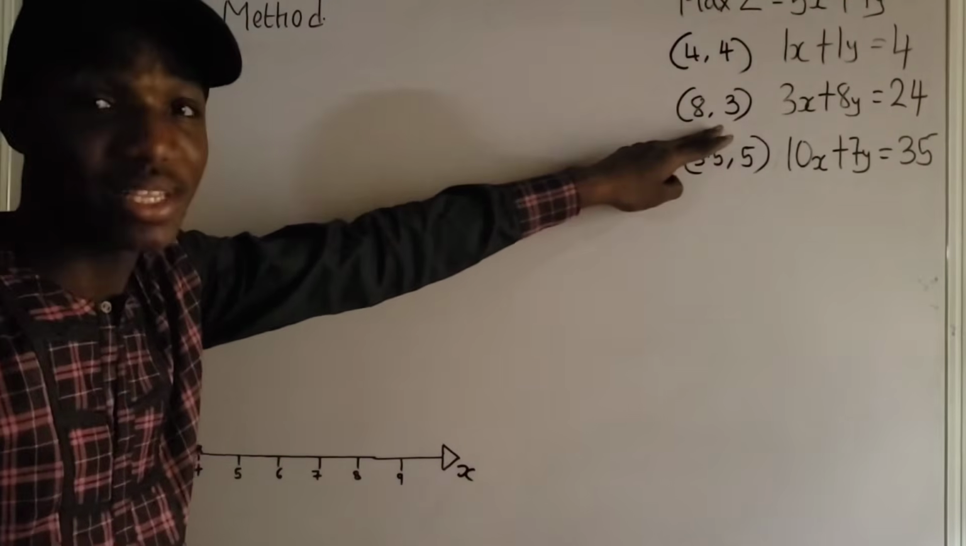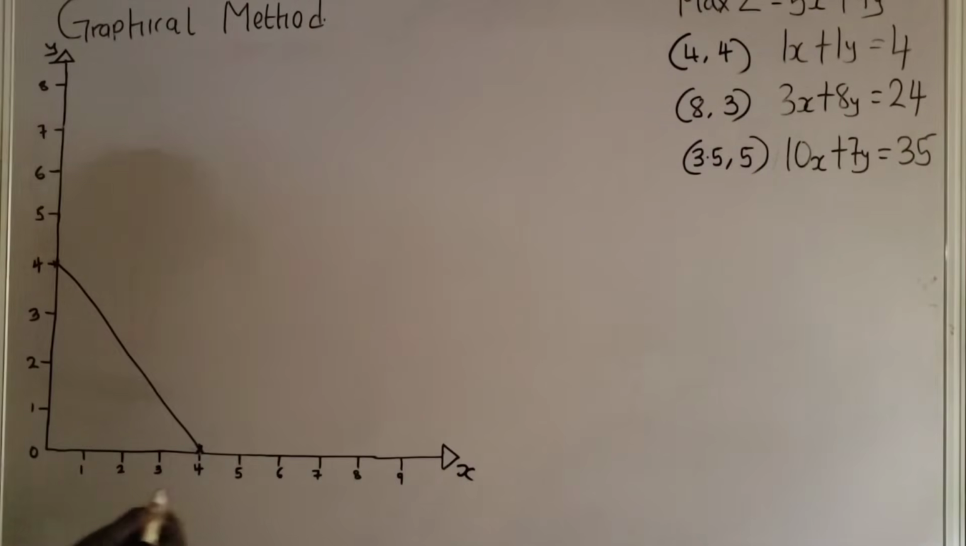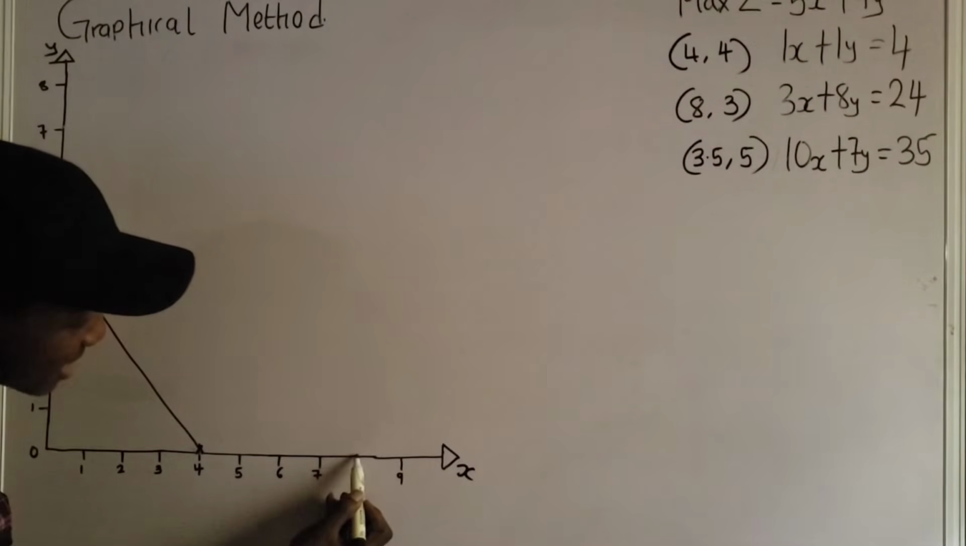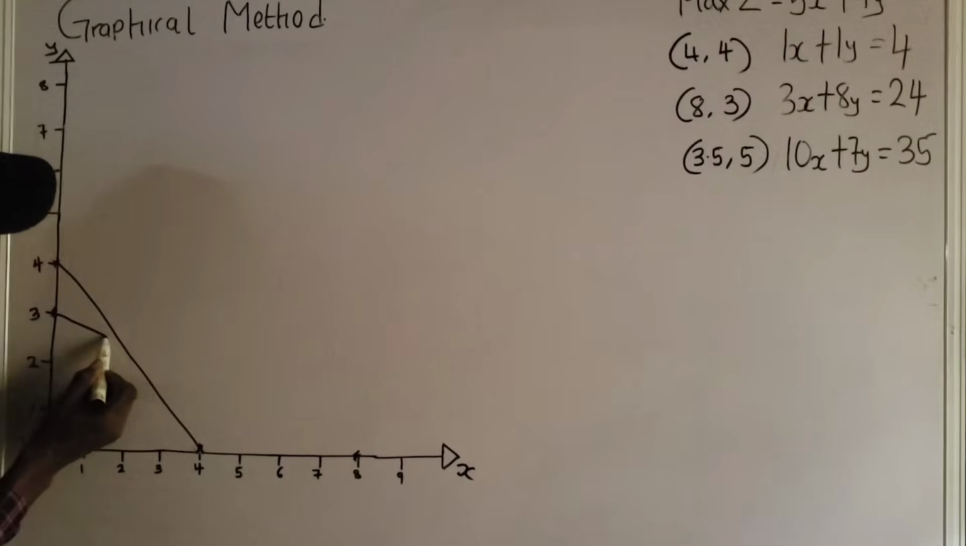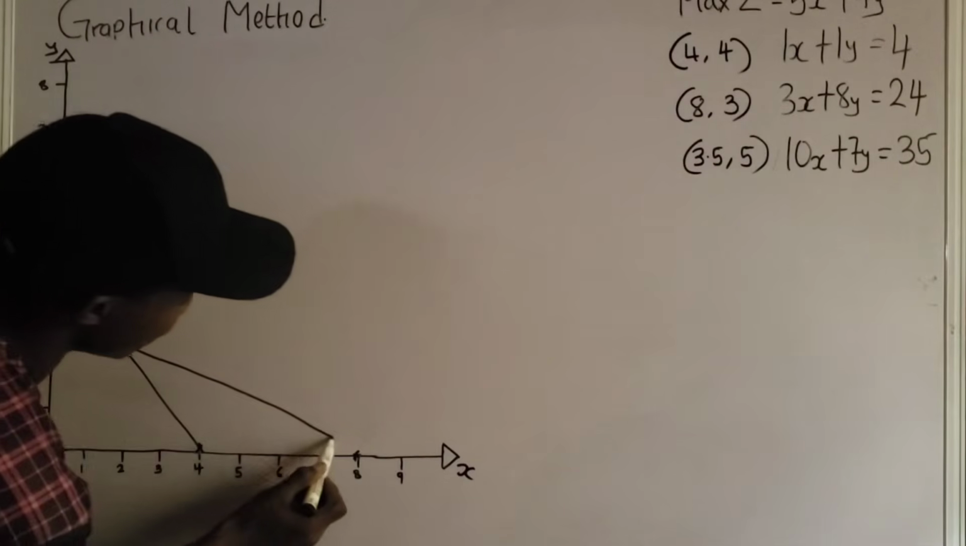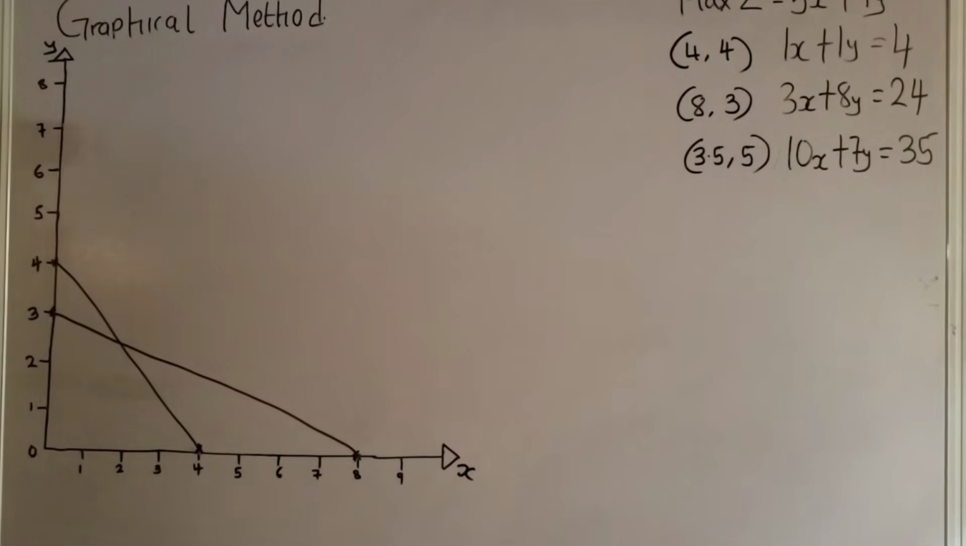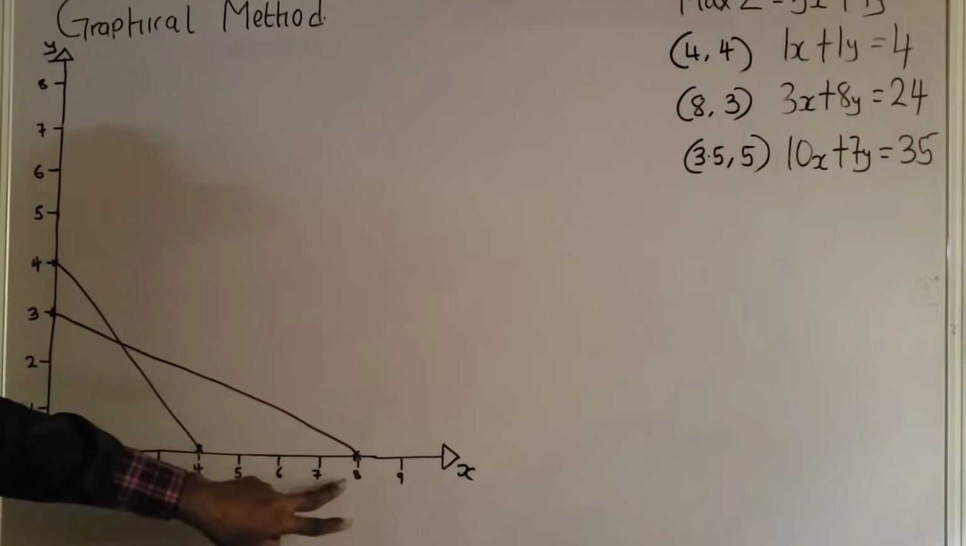We have 8 comma 3. Okay, the first is 8. I'm going to locate 8 on the x-axis and 3 on the y-axis. So I'm going to have this. Now I'm going to draw a line right from the x and y-axis down to the x-axis. You get it? That is for coordinates 8 comma what?